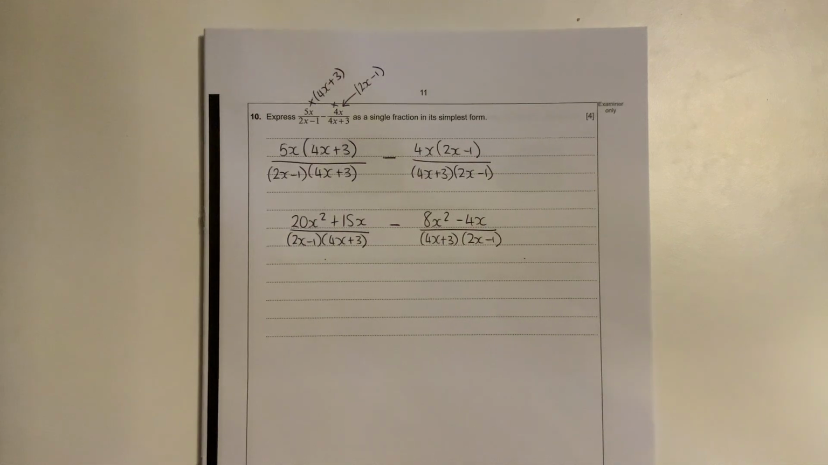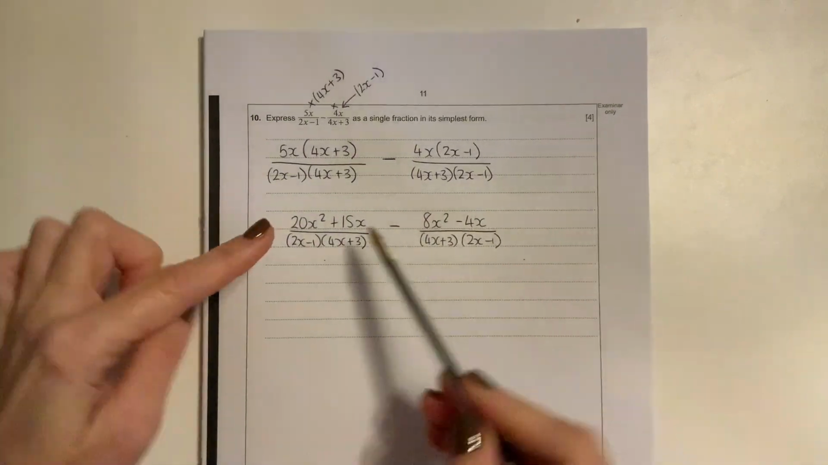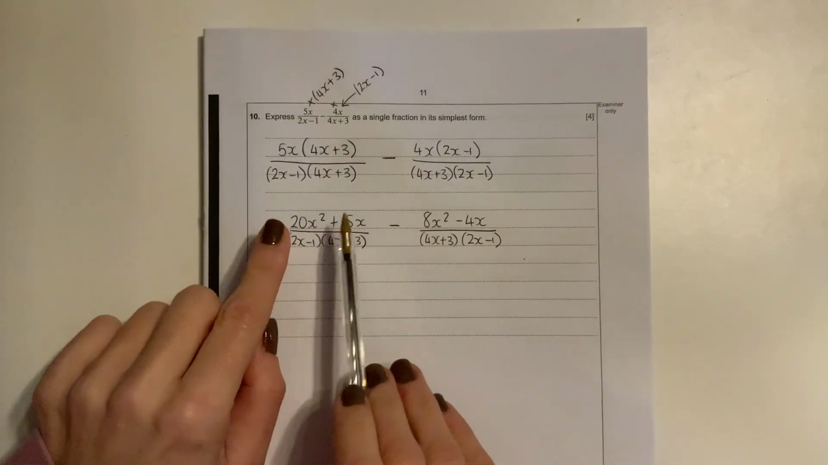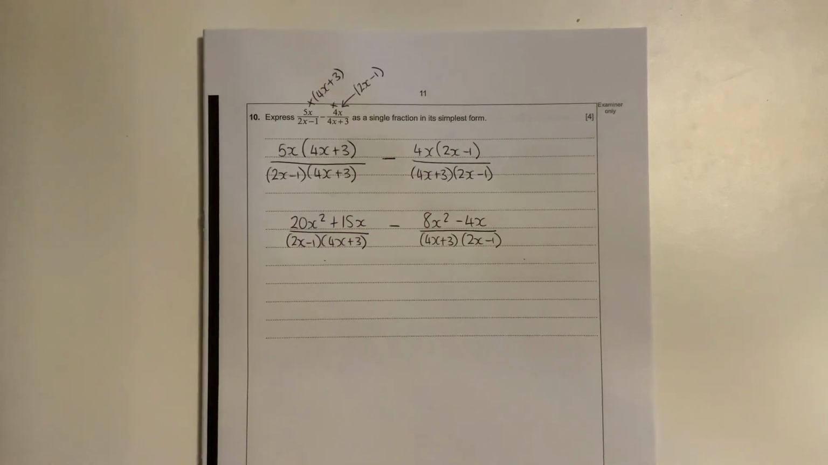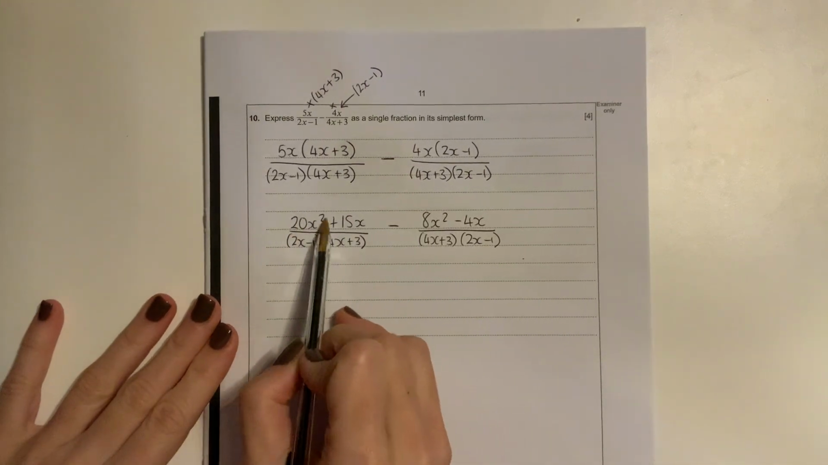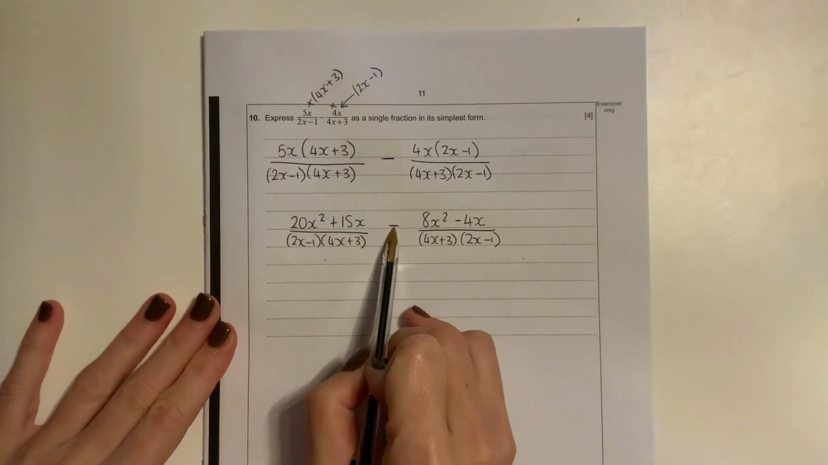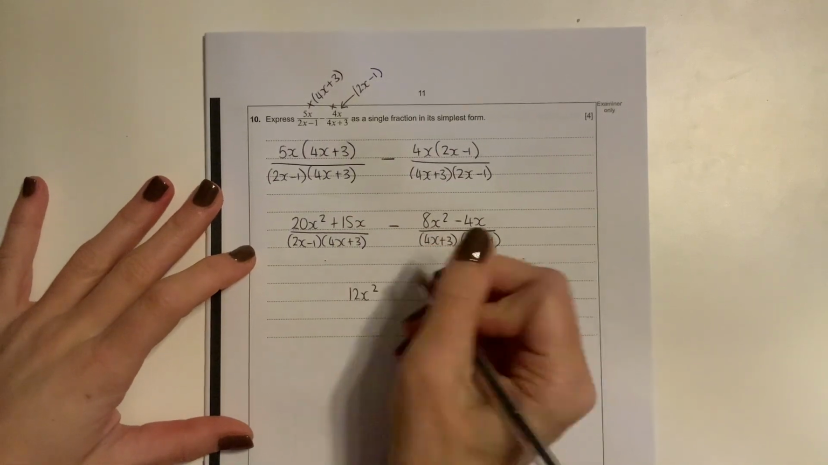Right, now we're going to simplify. So now the denominator is the same, we've expanded out. We can now merge the numerators together. So we're actually going to do this, take away this. Now this is where you need to be really careful. So you need to think about it in separate sections. So we're going to do the x squared part first. So 20x squared take away 8x squared. Straightforward. So we're going to have 12x squared.